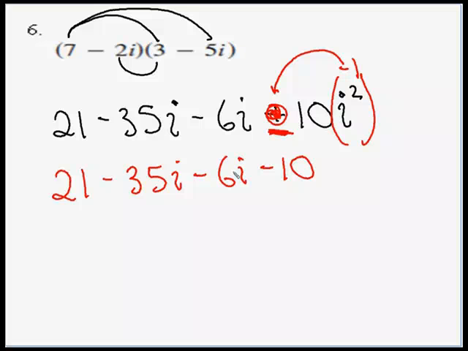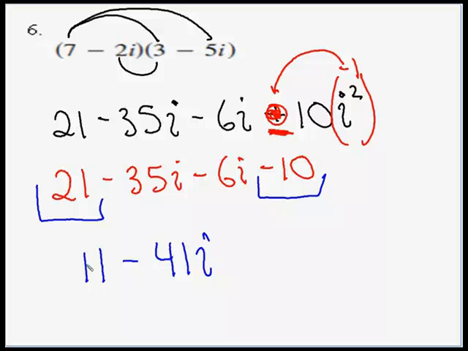So let's collect our real components. 21 minus 10 is 11. And then we have minus 35 and another minus 6i. We have minus 41i. Final answer.